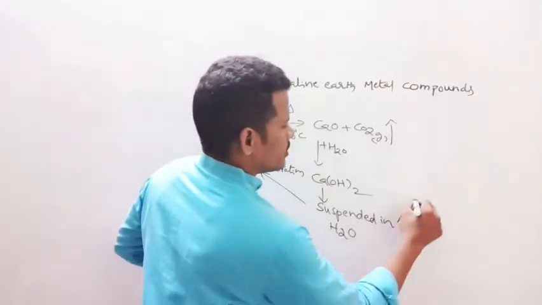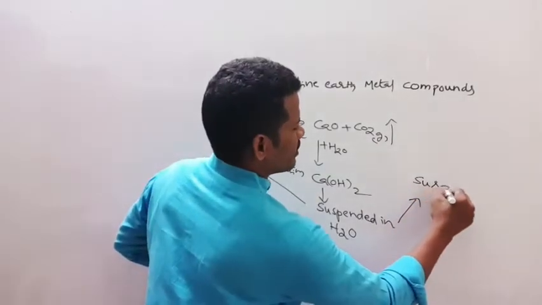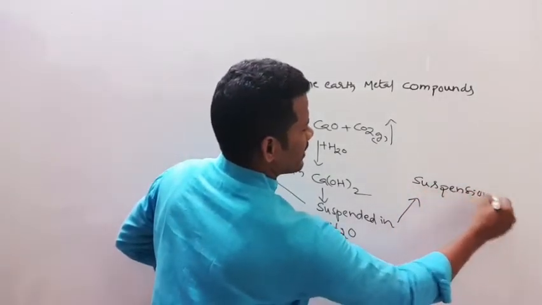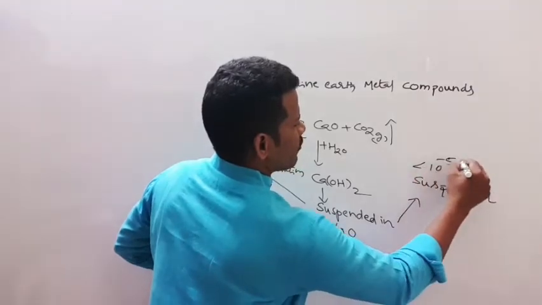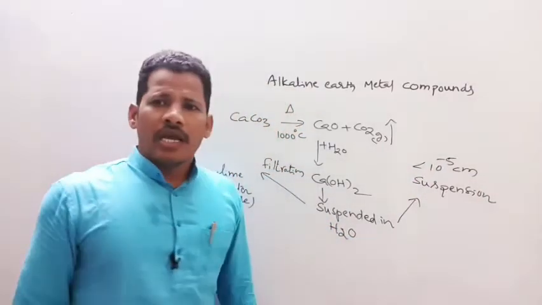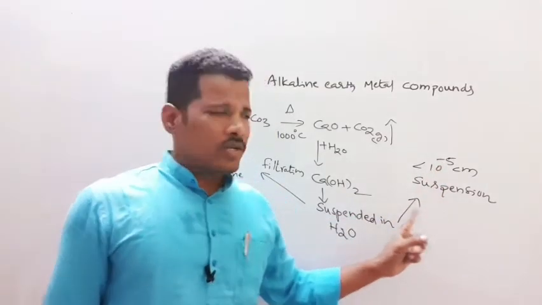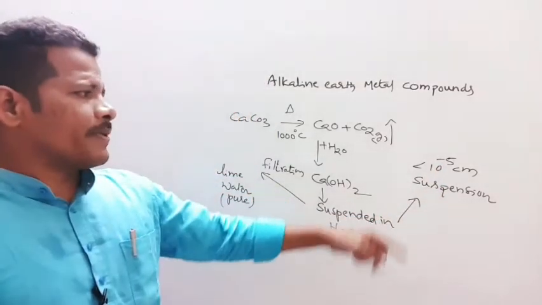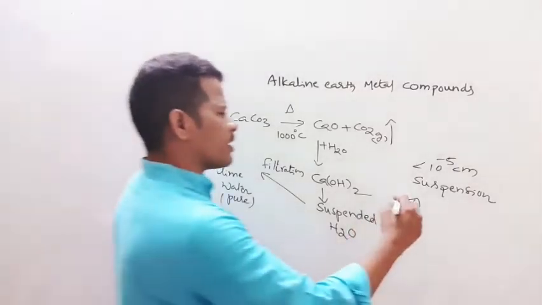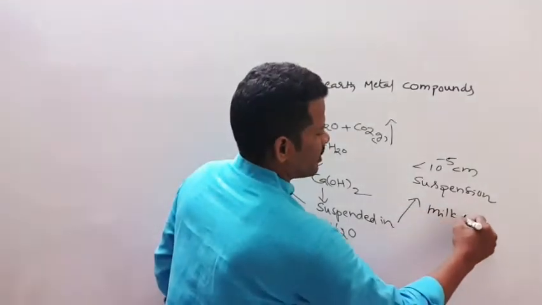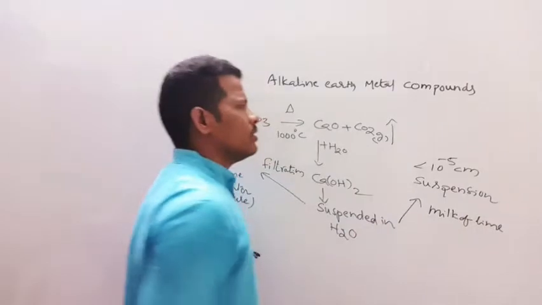And if you get suspension particles, where the particle range is less than 10 to the power of minus 5 centimeters, that is called a suspension. So these suspended particles are called milk of lime. Milk of lime. So these words are there.